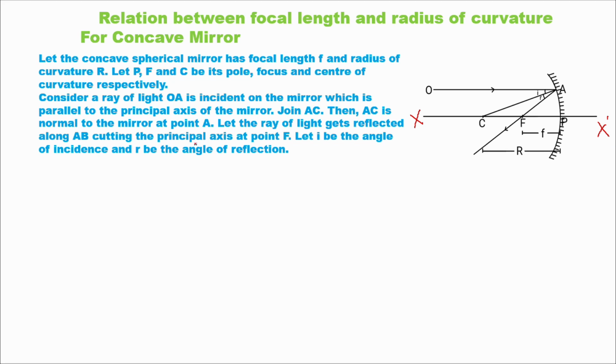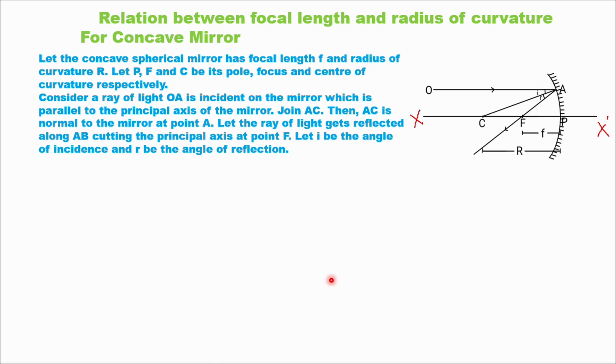x dash. So consider a ray of light OA. It is parallel to the principal axis x dash. Then join AC, and AC is normal to the mirror at point A. So let the ray of light get reflected along this line AB, that is passing through the focus F.